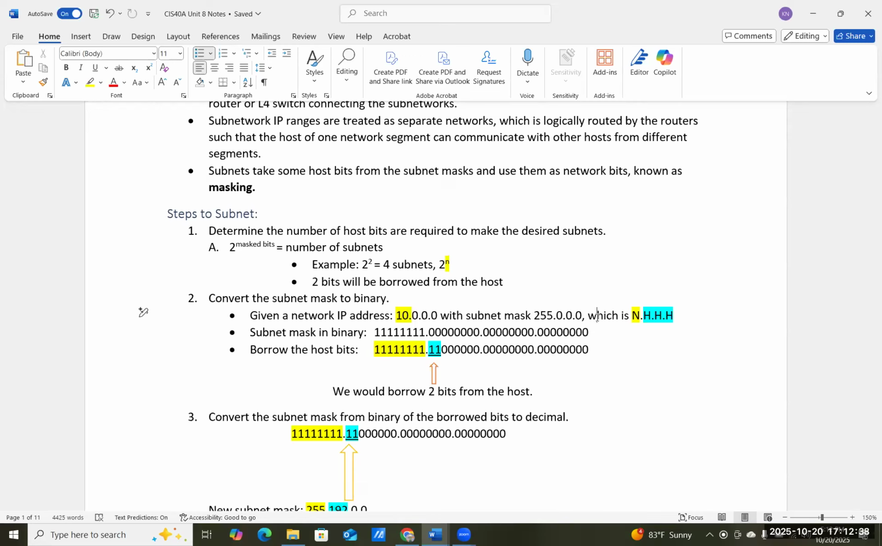Now, what I need to do is, from my example, I need to borrow 2 bits and place it here, so that way I can have 4 additional subnetworks, okay? Because ultimately the problem tells me that I need to calculate for 4 additional subnets, and I would say 2 to the power of n is equal to 4. So the mask bit is going to be 2. So these 2 bits are going to be borrowed.